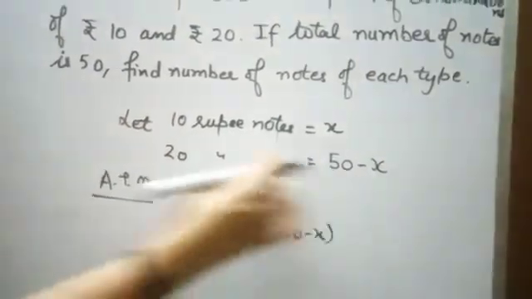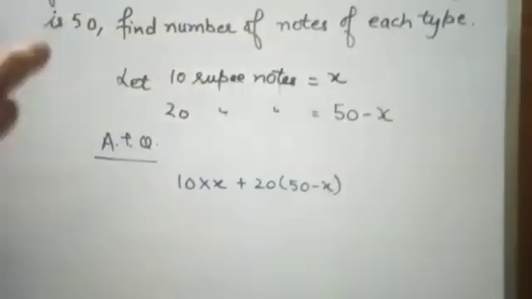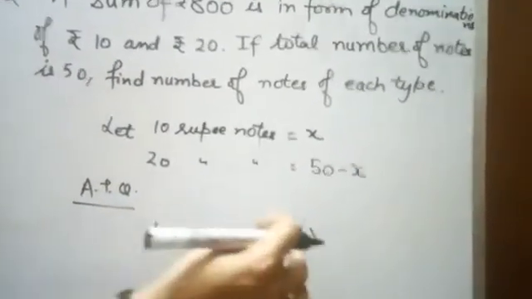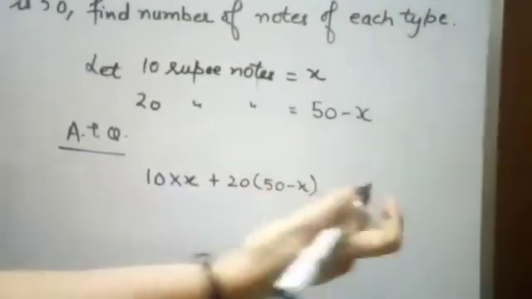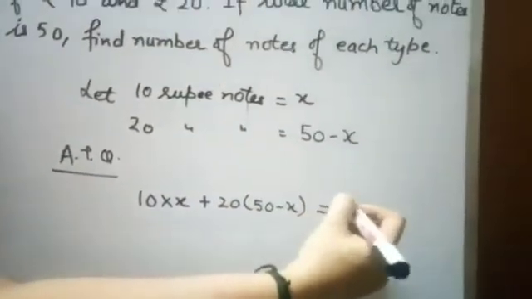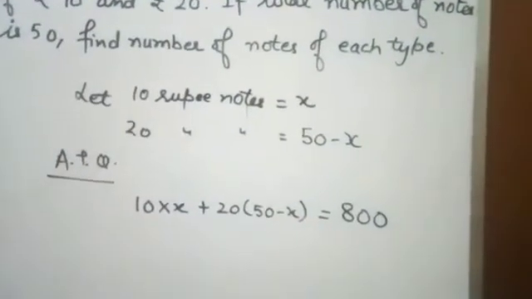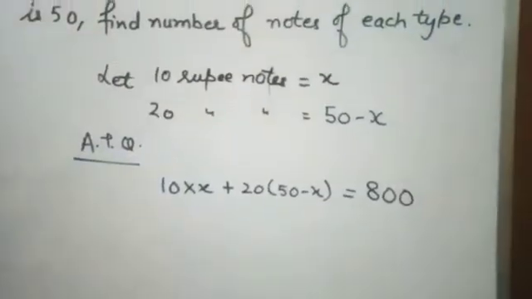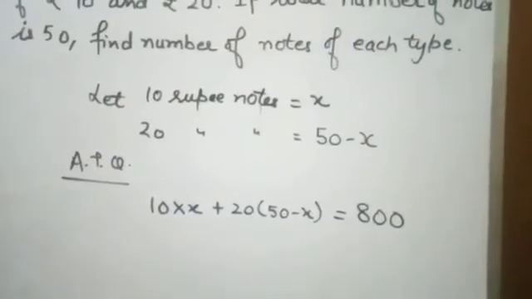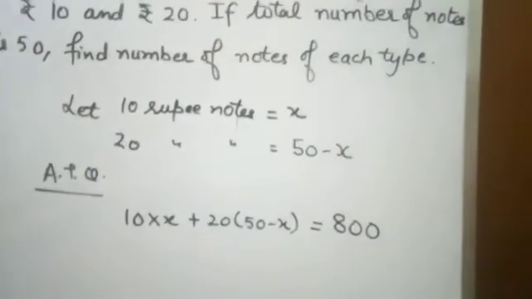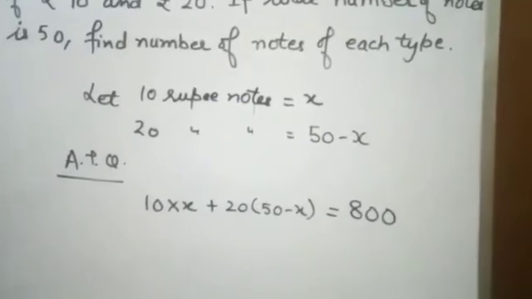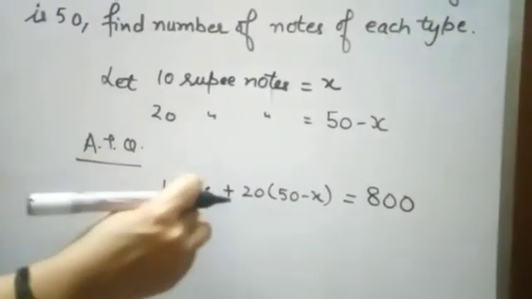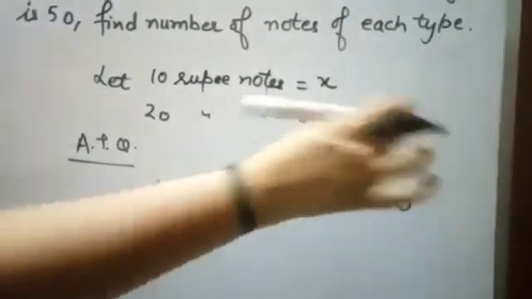We have only two kinds of notes, either 10 or 20. I have taken out the money in rupees of 10 and the total money in terms of rupees 20. I add them and put them equal to the total money, which is 800. Again I am repeating this step: if you have notes of 10, 20, 30, the total amount is found by multiplying the value of the note by its number. So I have multiplied 10 with x and 20 with 50 minus x.